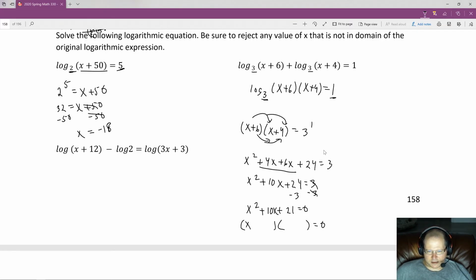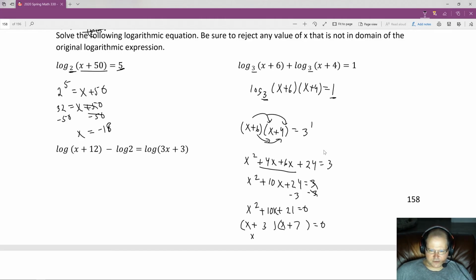First of all, the square root of x squared is x. It ends in a positive, so the signs match in the middle as a positive, which means they're both going to be positive. We're looking for two numbers that multiply to give a positive 21 and add together to give 10. That would be 3 and 7, right? 3 plus 7 is 10, and 3 times 7 is 21.